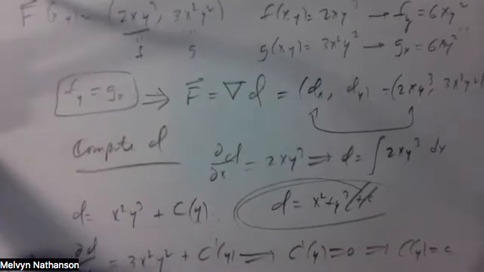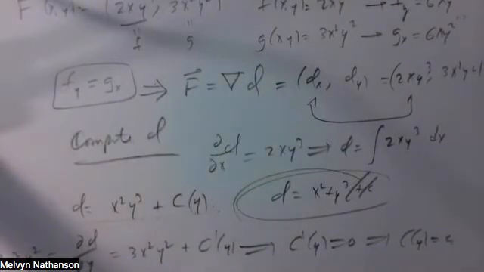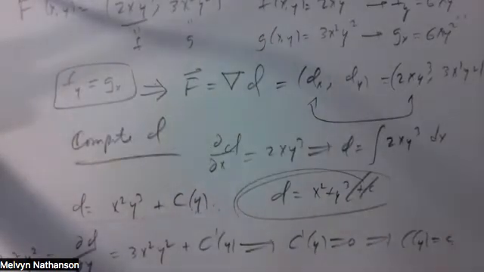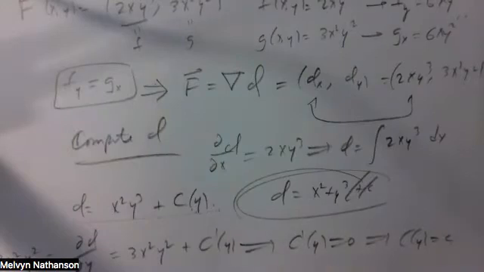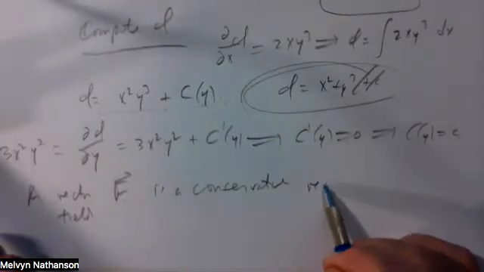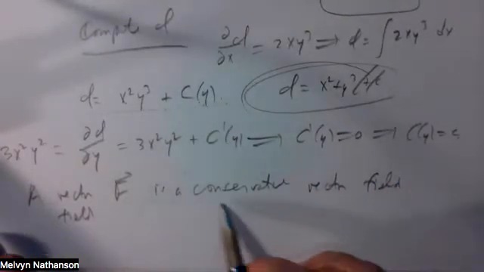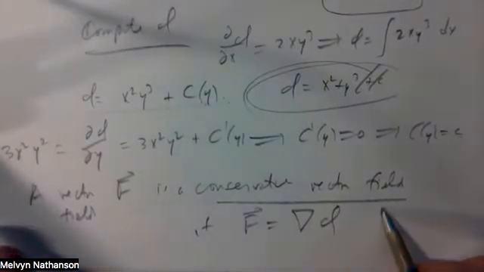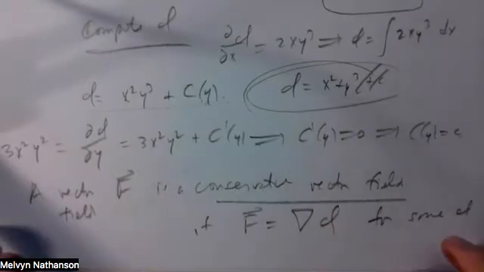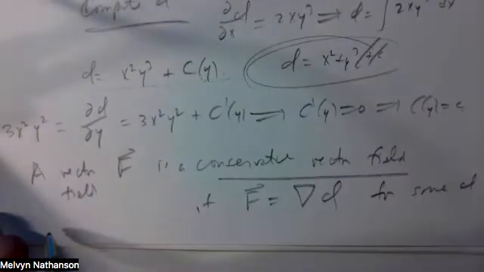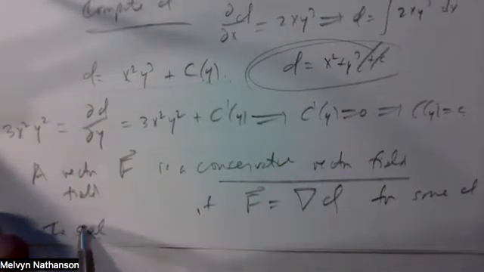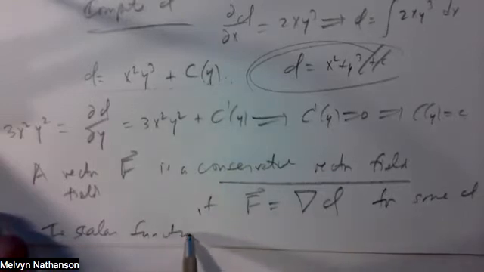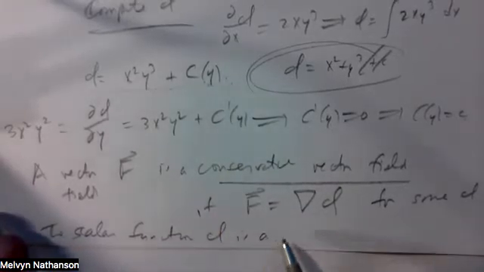I should say, just so we're learning the right words, a vector field F in 2 or 3 dimensions is conservative if F is the gradient of some scalar function phi. And in this case, the scalar function phi is called a potential function for F.